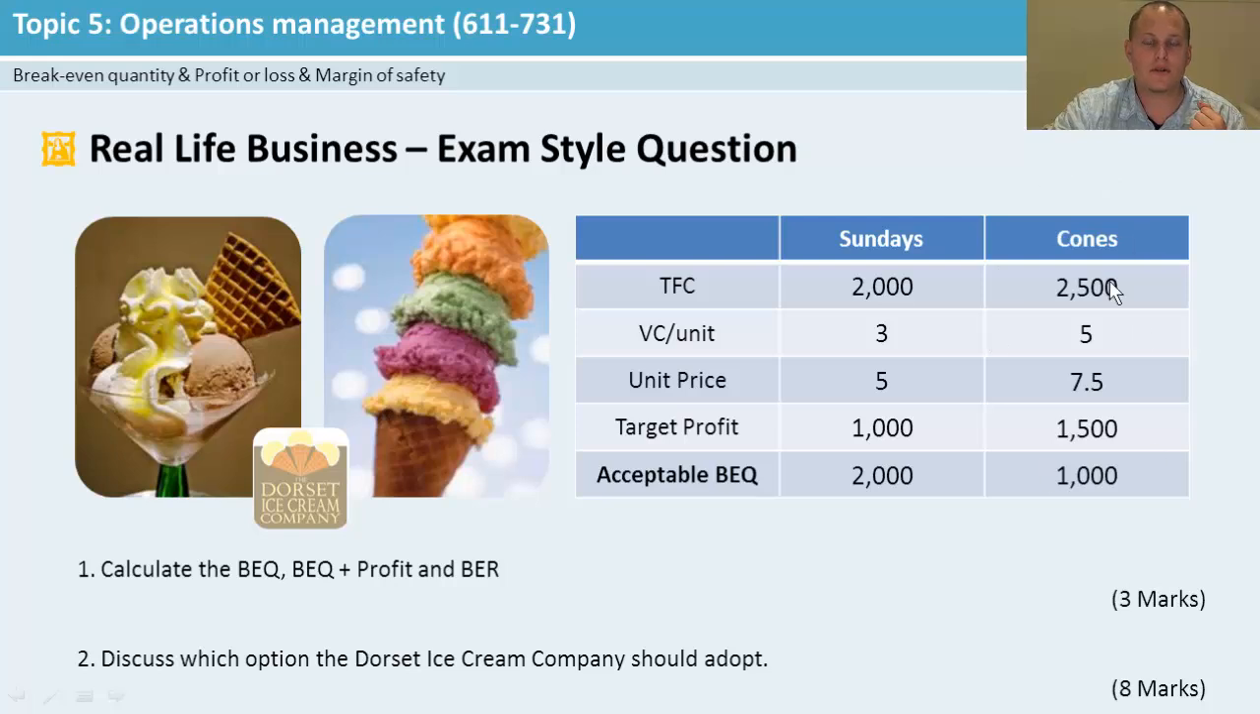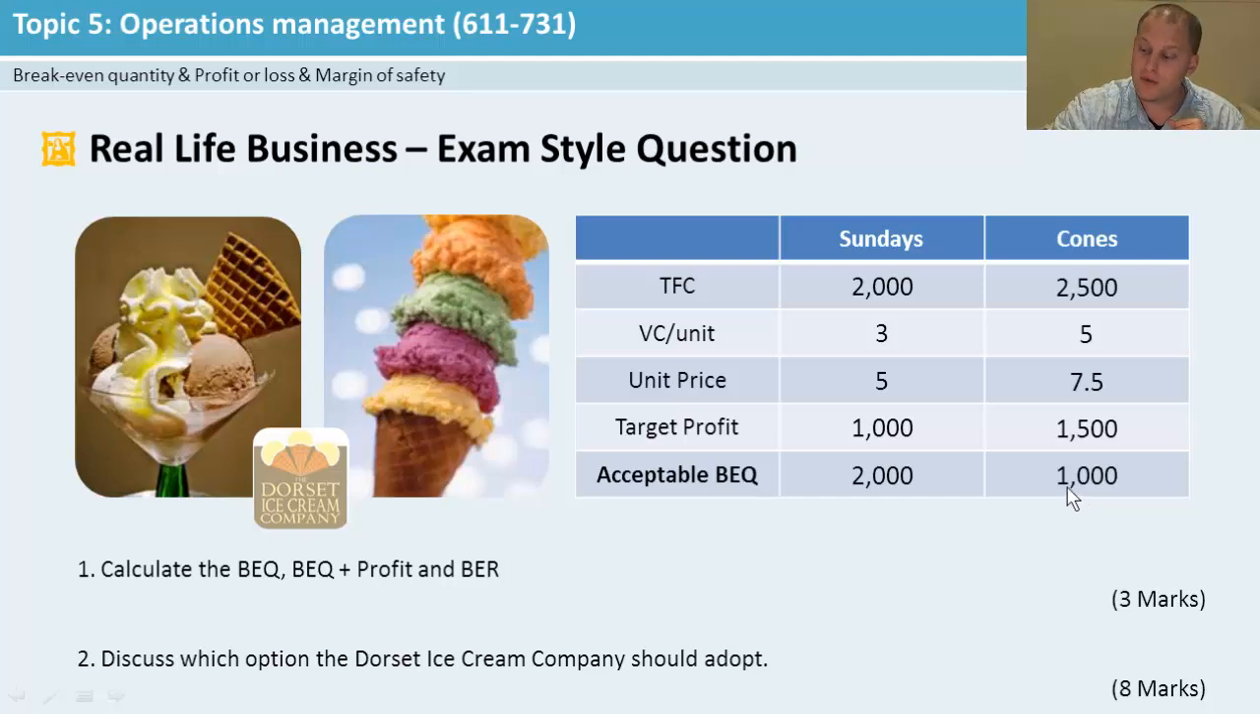With the cones, as I go through in here, we've got your 2,500 divided by 2.5, so I'm going to get 1,000 again for my target, for my break-even quantity. But if I add my profit into it, I'm now going to get my 4,000. And if I look down at my notes, if I add on my profit to it, my break-even quantity with my profit is going to be 1,600. So this is actually acceptable for the break-even quantity they're hoping to achieve.